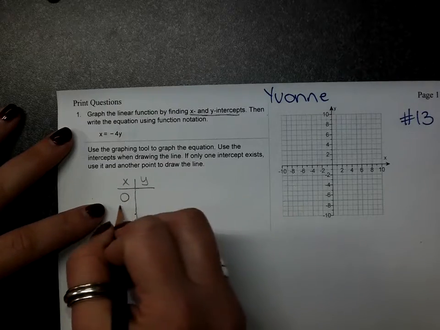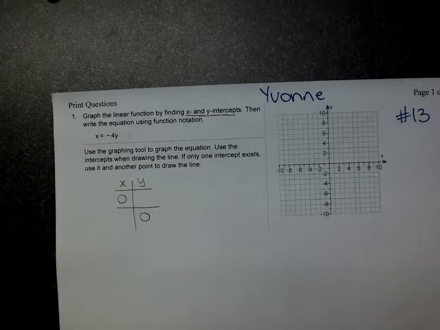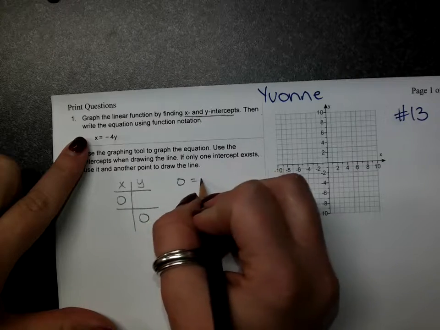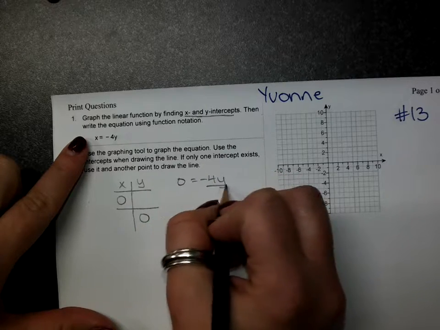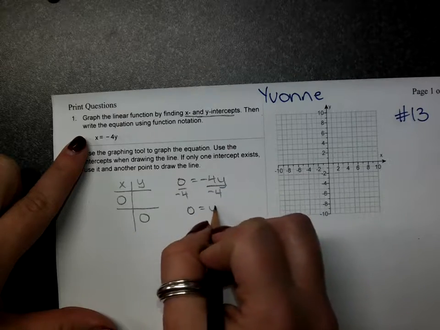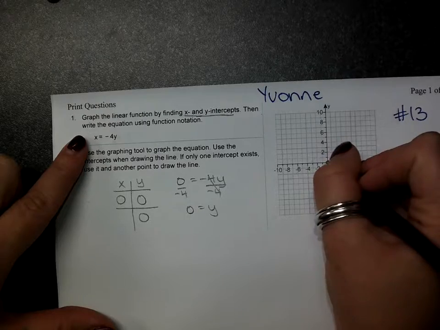We're going to plug in 0 for x and solve for y, and then we'll plug in 0 for y and solve for x. When I plug in 0 for x, I get 0 equals negative 4y, and I'll divide by negative 4. And that gives me 0. So 0, 0 is one good point.